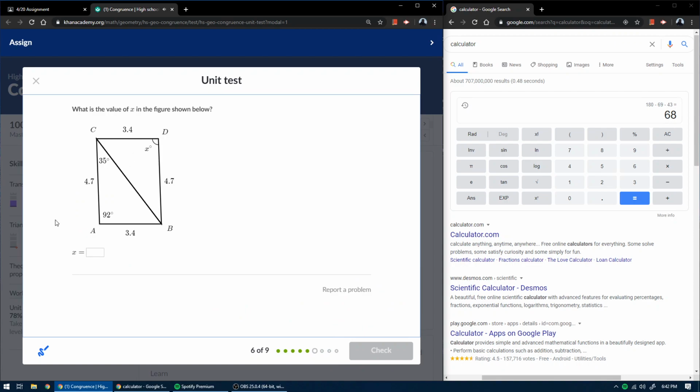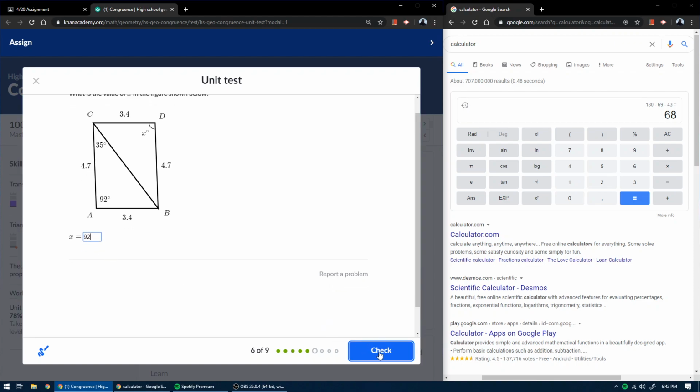So if I have x, look at this. This one's pretty easy, right? Side, side, side, side, side, side, same thing like before, they're congruent. They're congruent because S, S, S. What's x? Well, look over here, it's 92. Easy stuff. We know that.